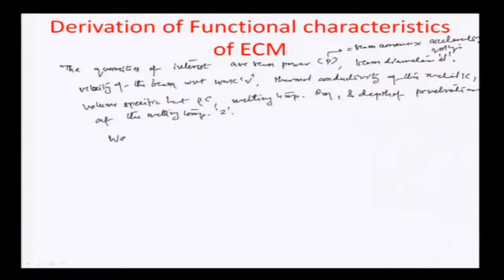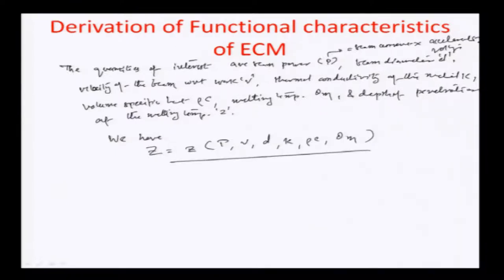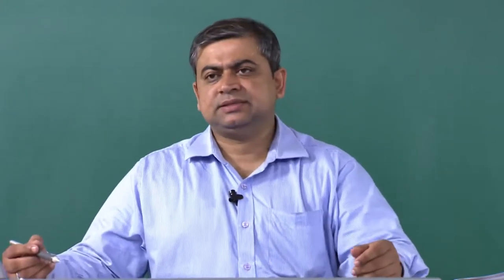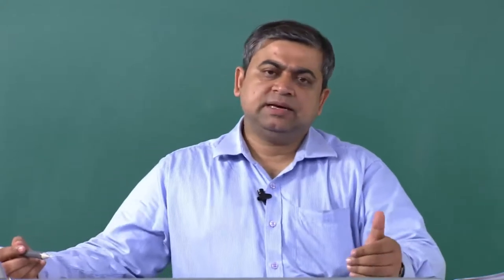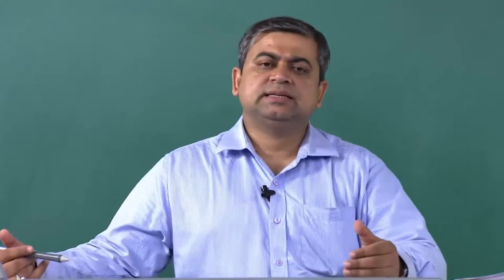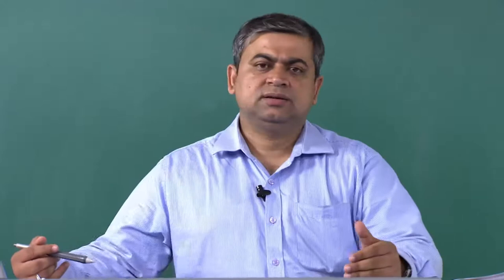So, we have z is equal to a function of so many different things: the beam power, the rastering velocity, the beam diameter, the thermal conductivity of the material, the volume specific heat, and finally, the melting temperature of the material. So, the idea behind this dimension analysis is to be able to, step by step, first predict all the independent parameters, like in this case you have the beam power, beam diameter, rastering velocity of the beam, etcetera, into the basic dimensions.